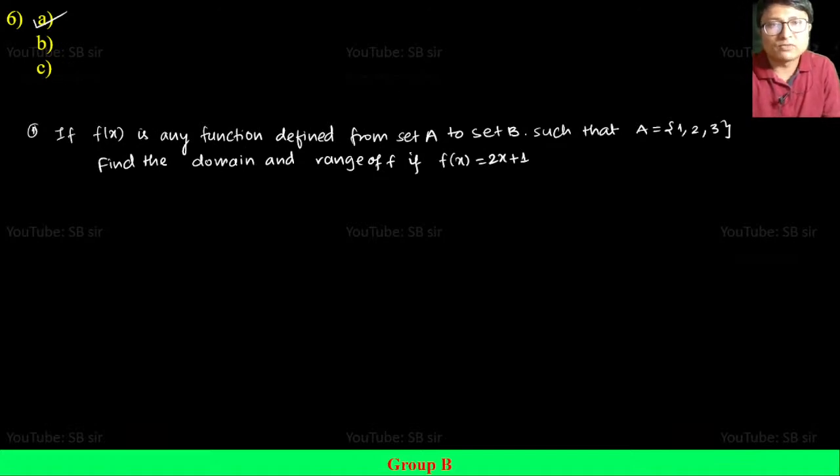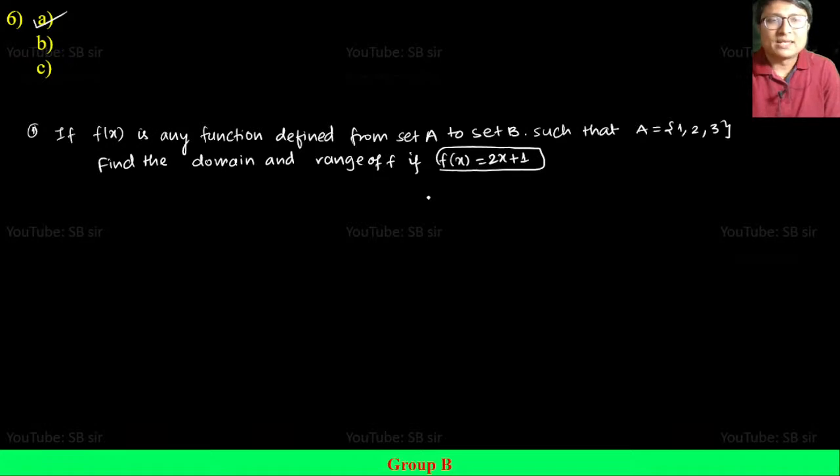That function is defined between two sets, from set A to set B. So you have to find the domain and range of the function. The relation of the function is given in such a way that f(x) is equal to 2x plus 1.